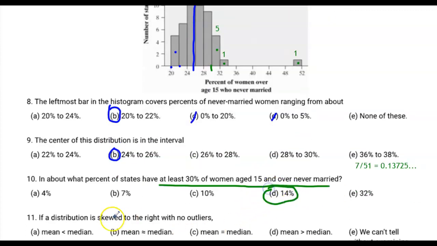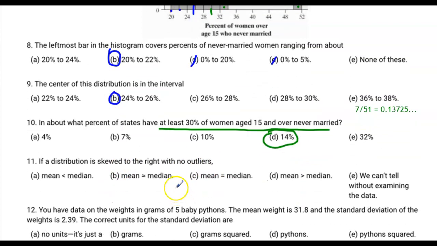The next question, if a distribution is skewed to the right with no outliers, well, I don't know, let's draw a picture. Skewed to the right with no outliers. So that means we got a lump of data to the left-hand side, and then it sort of tails off to the right-hand side. Keep in mind, it's got no outliers, but it does have this tail to the right. A tail to the right means there's data values here somewhere, which means it's going to pull the mean this way. However, the median, which is resistant, stays right around the clump.